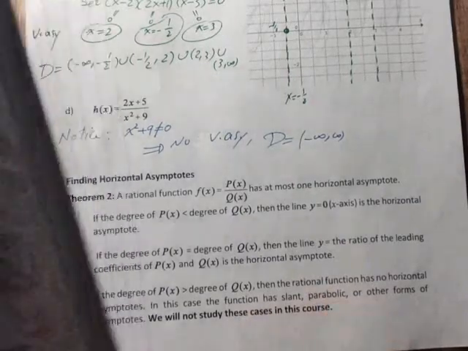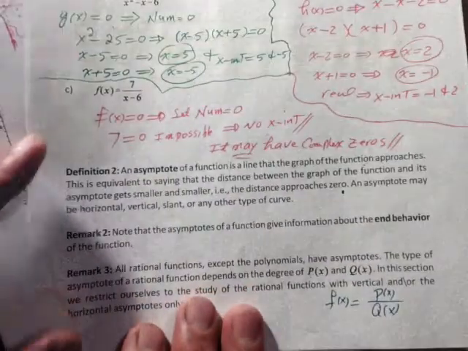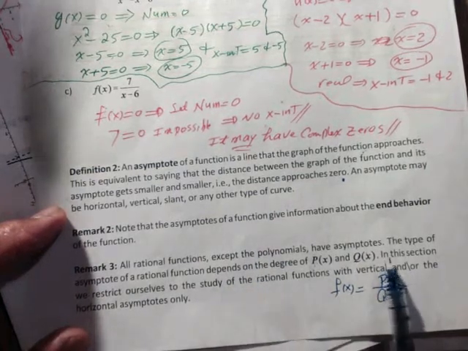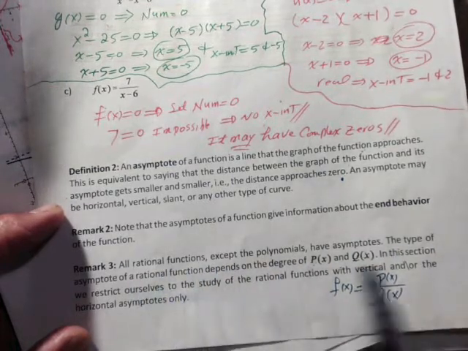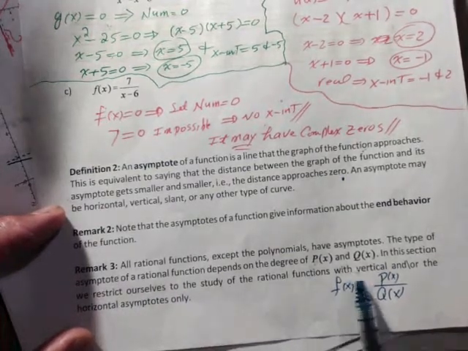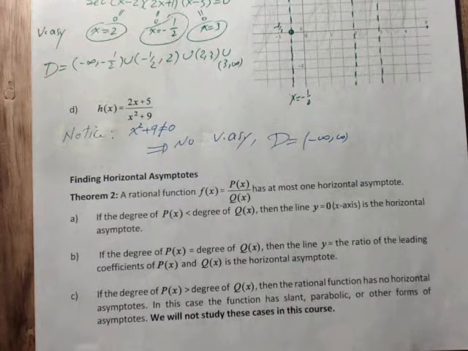Alright. I think I'm going to show you something I didn't mention. It's at the bottom of page 42. We just discussed that when we talked about asymptotes. Here I said something that I'm going to remind you of. We said that in this section we restrict ourselves to the study of rational functions with vertical or horizontal asymptotes.